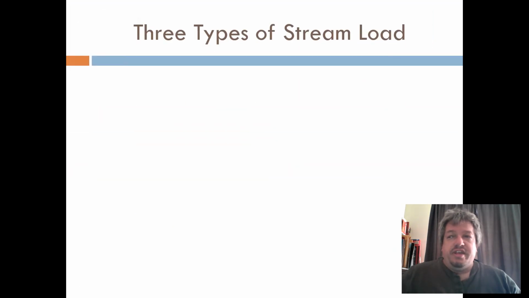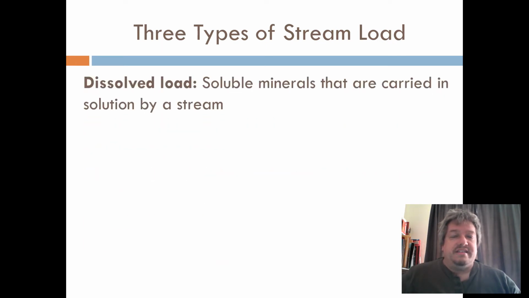When we look at things that are in the water, the stream load, we can break that down into three main types. The first one is the dissolved load. These are things that dissolve in the water, like chemicals. Salt can be a rock, but when it is exposed to water, it actually dissolves and becomes sodium chloride in the water. Limestone is a rock, but given enough time, it will dissolve into calcium carbonate. So these are things in the water that you necessarily can't see.